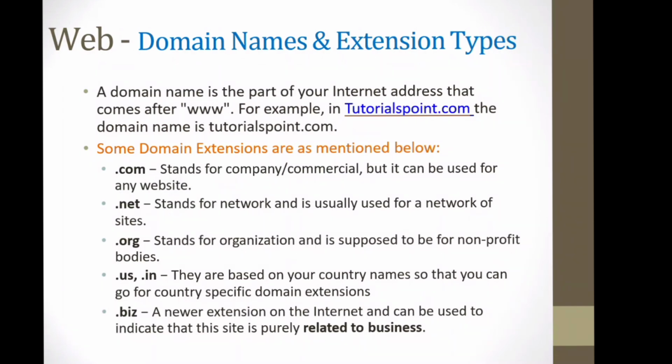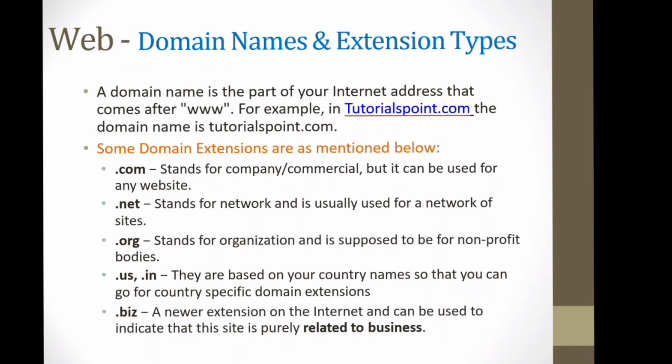It is not compulsory that we use that extension only, but they have some specific meaning. For example, .com stands for commercial website. Even .co is also for commercial websites. .net is for network websites. .org is normally for non-profit organizations. Anyone can use it, but normally .org means it is for non-profit organizations.